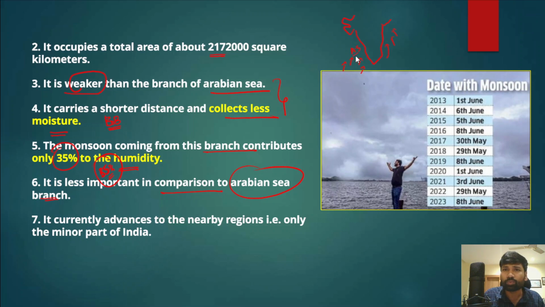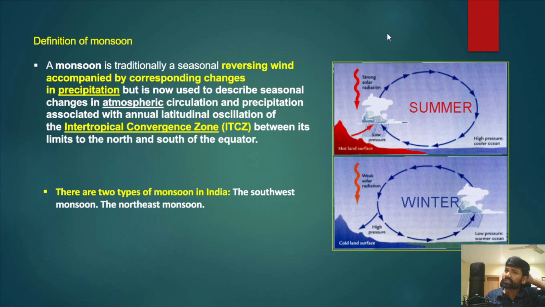However, among these two branches, these two winds on the eastern side and the western side, the Arabian Sea branch of the Indian monsoon is very important because it covers a much larger area, and at the same time it also carries 65% of the total humidity. But on the other hand, the Bay of Bengal branch carries only 35% of the humidity. So because of that reason, the Bay of Bengal branch is considered less important compared to the Arabian Sea branch. Okay, so in fact the Bay of Bengal branch covers only a minor part of India, so that is why it is lesser important.